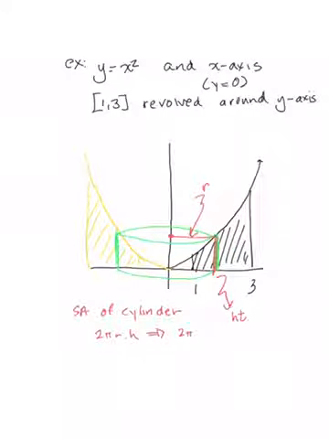Our r here from the axis of revolution is x, and our height of that one slice is x squared. And we're going to add all those slices together from 1 to 3, bring out that constant 2 pi, there's our r, x squared times dx, our little thickness.